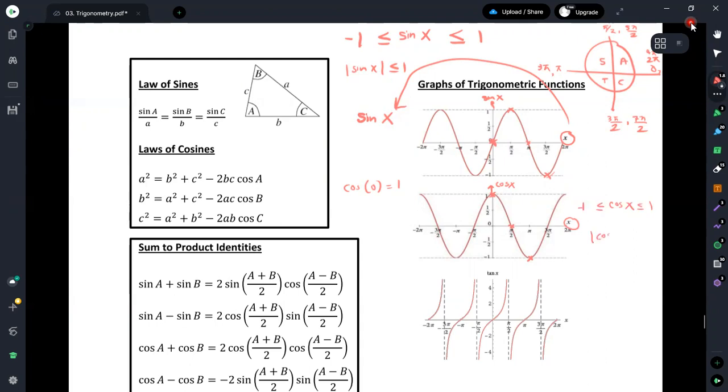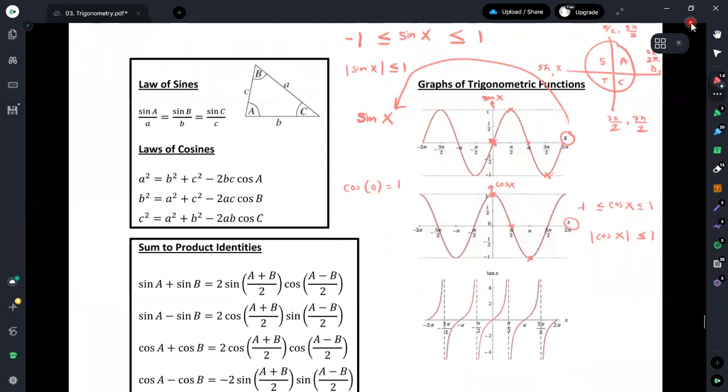Therefore, we can say that the modulus of cosine x is always less than or equal to 1. It is because the cosine function is always in between +1 and -1. You can see that the graph is never going beyond +1 or -1.